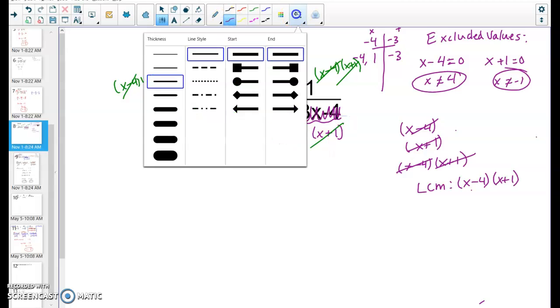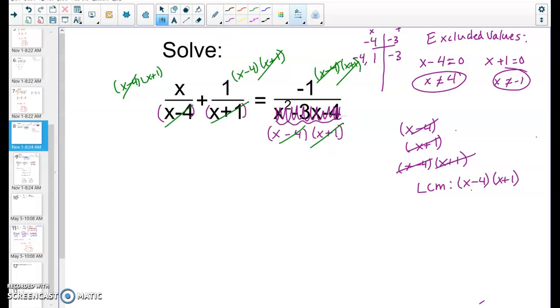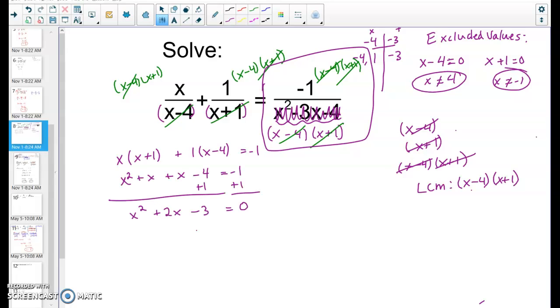And then we are going to simplify. Keep whatever factors that you have in a parenthesis as you go to solve this. x times (x plus 1) plus 1 times (x minus 4) equals negative 1. That's what I'm solving now. Okay, notice that this term over here, both of my factors for my least common multiple were able to cancel out. So go ahead and solve for x.